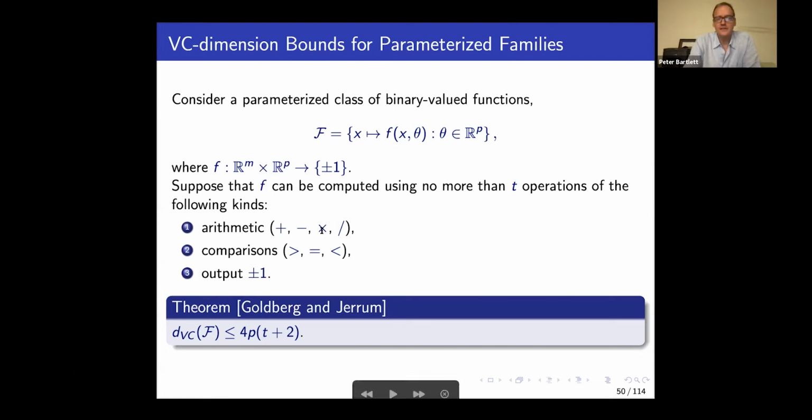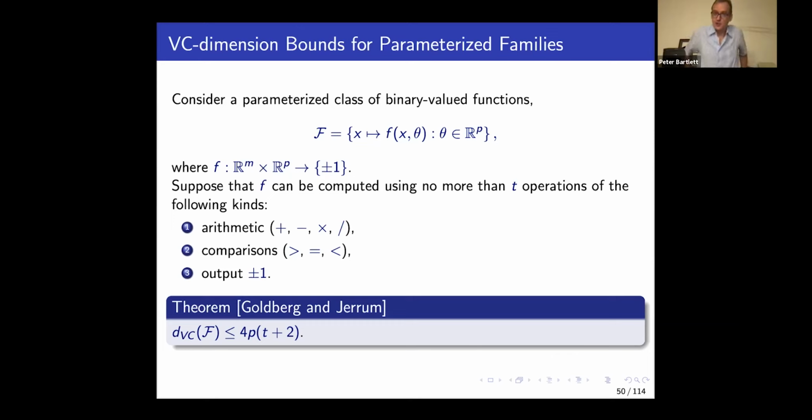So it turns out there's a very elegant argument that gives you a bound on the VC dimension in terms of the number of parameters times the number of time steps in this model of computation. So that's often very useful. The fact that the model of computation only includes the arithmetic operations is somewhat limiting. So for instance, you might want to compute a softmax somewhere in your parameterized family of functions, with an exponential. That's not included.